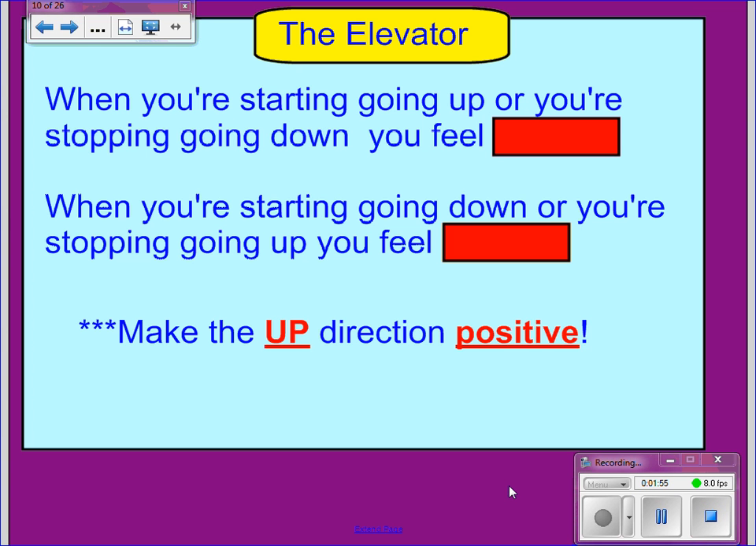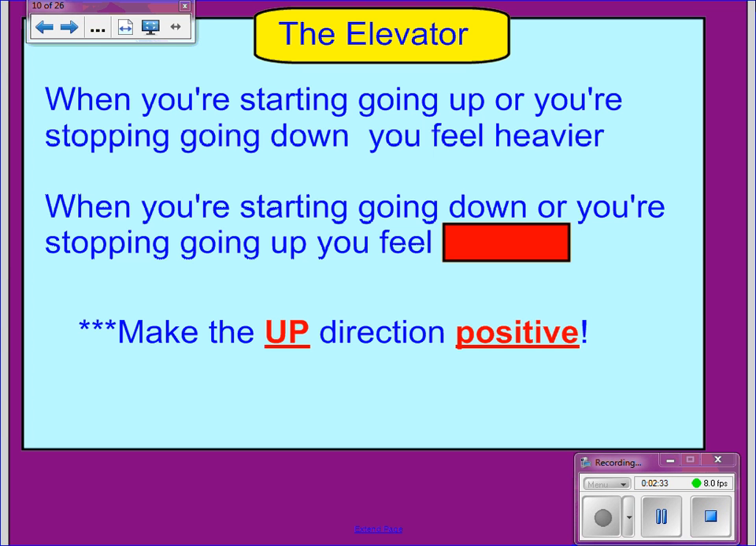In both situations, I want you to think about how you feel on the elevator. Do you feel heavier or do you feel lighter than your normal self? Hopefully, you were able to guess from experience that you feel heavier. And we're going to talk about that later on and put the physics to it as to why we are feeling that way. But hopefully your experience has taught you that when you are starting going up, so you step on an elevator on the first floor and you go up, you feel heavier. And when you're going down and you're stopping, you also feel heavier.